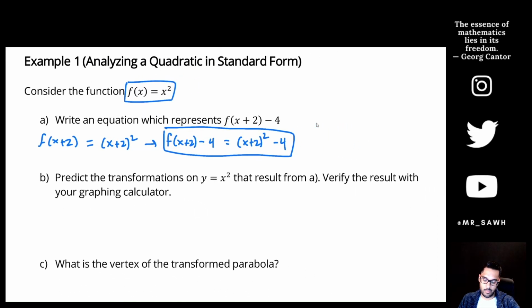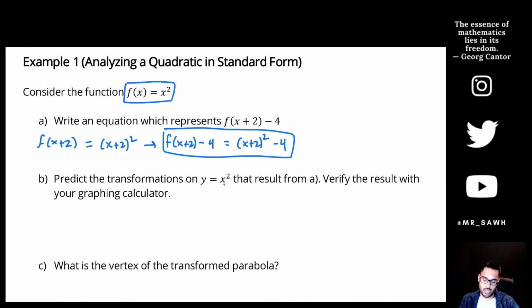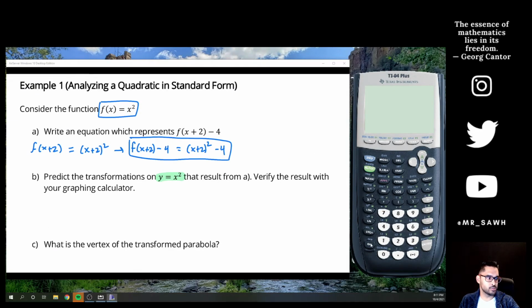B says, predict the transformations on our generic y equals x squared that result from our altered equation. So essentially, what transformations did we just do? Verify it with our calculator. So if you were to describe those transformations, we moved the original graph. So I'll graph the original. So let's clear these out. So here's x squared, and then if you hit graph, there's just the base one. Vertex on 0, 0. Let's even go back to normal grid. So vertex on 0, 0 at our standard 10 by 10 window.